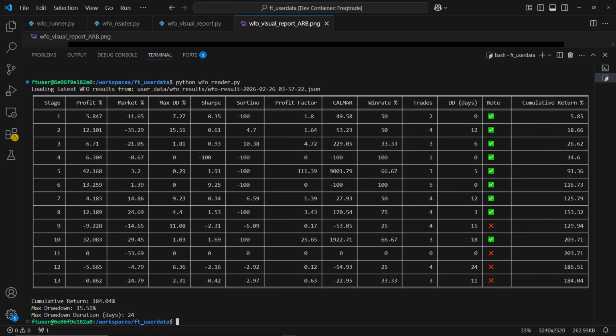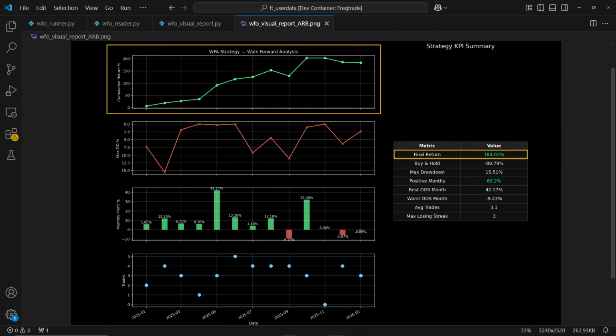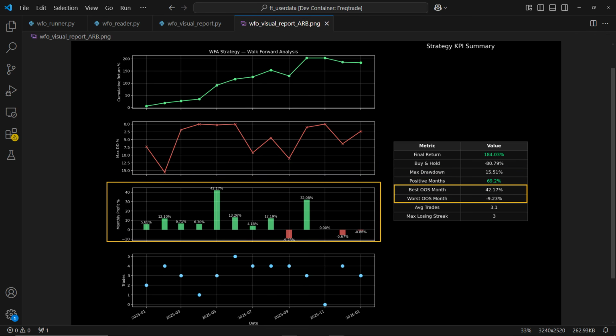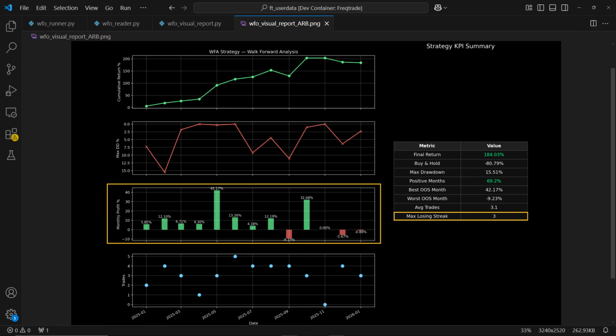Now let's look at the results. The strategy was tested on ARB perpetual futures, using 13 months of out-of-sample data. It delivered a 184% cumulative return with a maximum drawdown of just 15%. Monthly returns ranged from -9% to +42%. And the strategy remained profitable in 8 out of 13 months. It executed an average of 3.1 trades per month, meaning the strategy stays selective and avoids overtrading. The maximum losing streak was 3 months, but the losses were relatively mild.